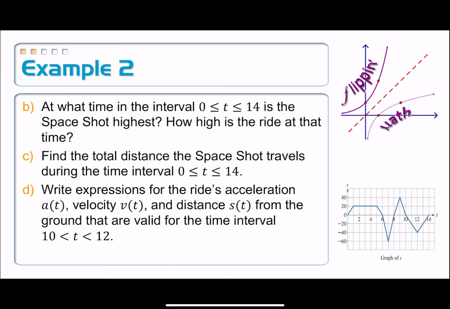Part B. At what time in the interval between 0 and 14 is the Spaceshot the highest, and how high is the ride at that time? Part C. Find the total distance the Spaceshot travels during the time interval from 0 to 14. And then finally, Part D. Write expressions for the ride's acceleration function, the velocity function, and the distance function from the ground that are valid for the time interval from 10 to 12. So that one little line segment that's in the little picture.